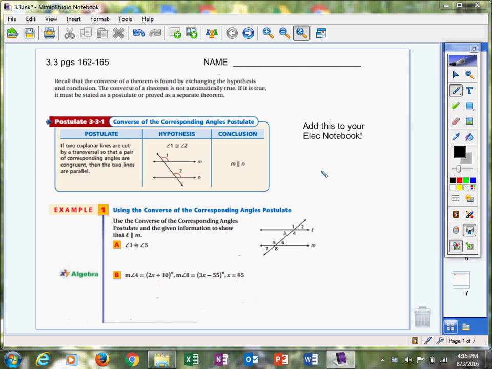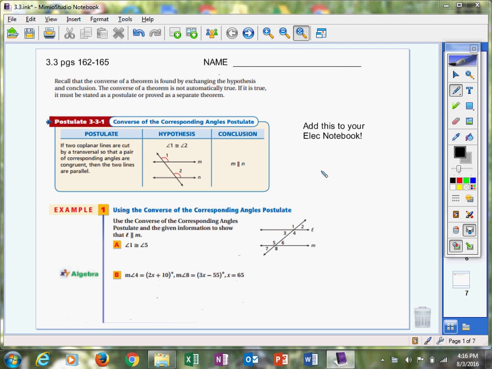It's Mrs. Thompson. We're in section 3.3 now, and we are going to now separate parallel and perpendicular lines, and this particular section is going to deal with parallel lines. So let's look at the very first postulate. Again, you need to add this to your electronic notebook.